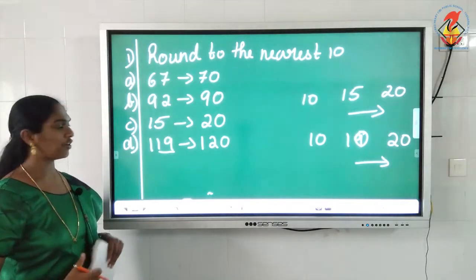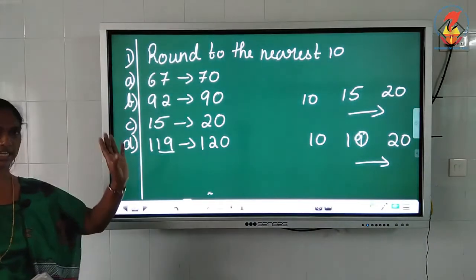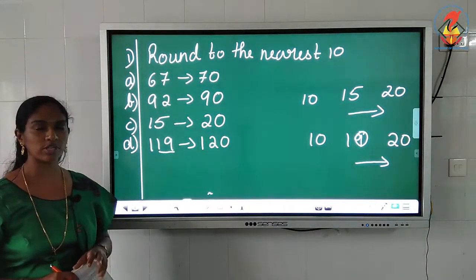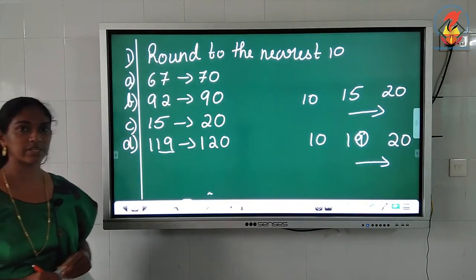Clear, children? We have taken only the last 2 digits because our question is round to the nearest 10. So we don't have to be bothered about the third digit, that is the number that comes in the hundreds place. Okay?